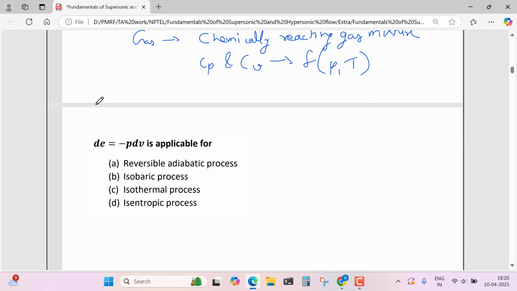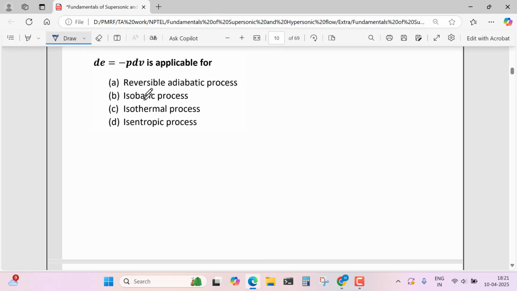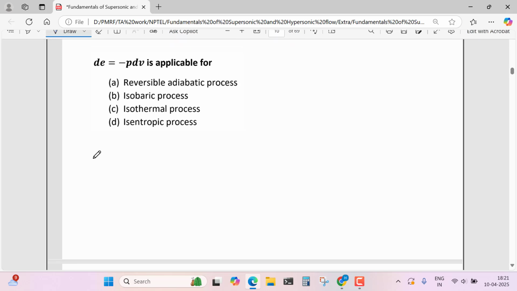Let's see the next problem. dE equal to minus P dV is applicable for: A, reversible adiabatic process, B, isobaric process, C, isothermal process, D, isentropic process.